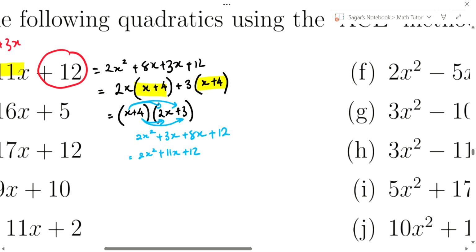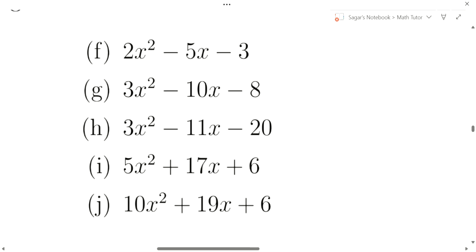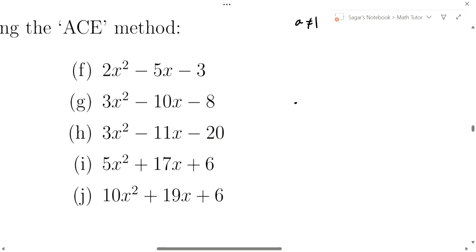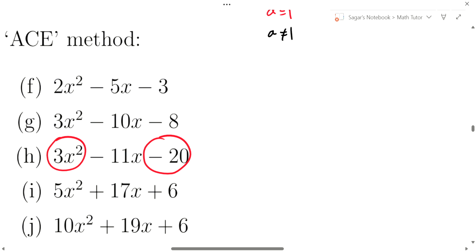Now let's move on to something more fancy, where the signs may give us a hassle, but we will triumph over that. Let us take the first term multiplied by the constant, which is minus 20. So we have minus 60x squared. We need two terms that will give us minus 60x squared.